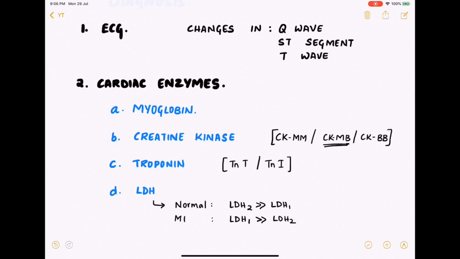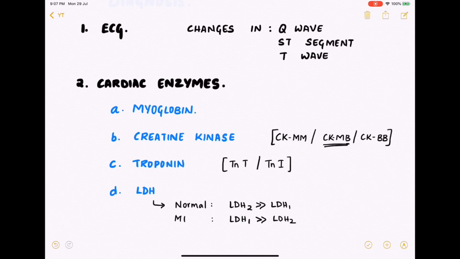Next, we have creatine kinase. We have three isoenzymes of this. We have CKMM, CKMB, and CKBB. CKMM is seen in skeletal muscle, while BB is seen in brain tissue. CKMB is what is seen in cardiac tissue, and thus, rise in serum levels of CKMB isoenzyme is indicative of MI. But again, this is not completely specific, as CKMB levels rise also in conditions such as myocarditis, that is myocardial inflammation.